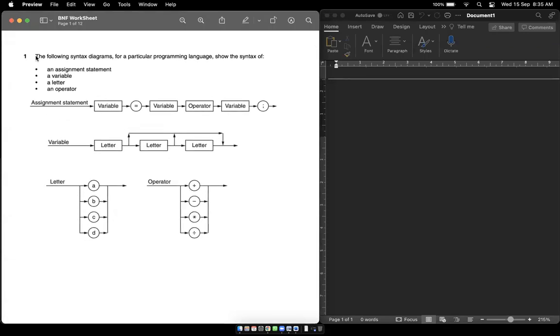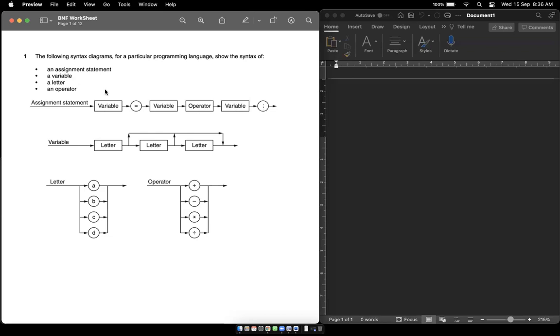As you can see here, the following syntax diagram for a particular programming language shows the syntax of an assignment statement. We got one syntax diagram for the assignment statement, a variable, and an operator, a letter. So for the assignment statement, I have to have a variable, which is a non-terminal, followed by an equal sign, which is a terminal, then another variable, then an operator, then a variable followed by this semicolon terminal.